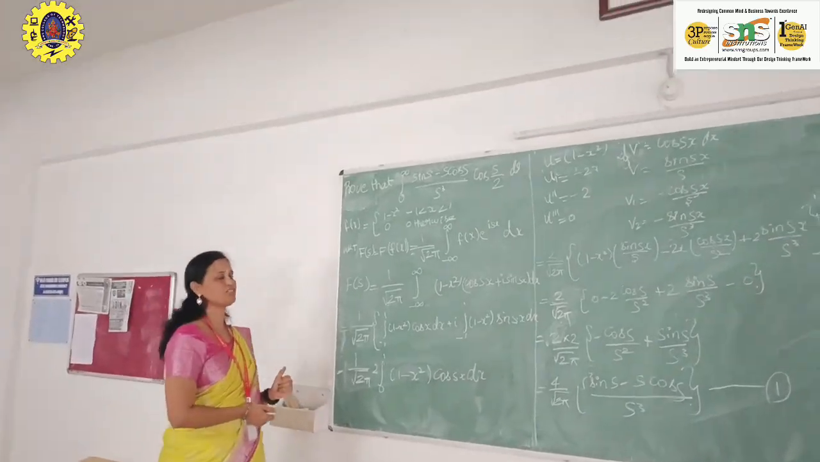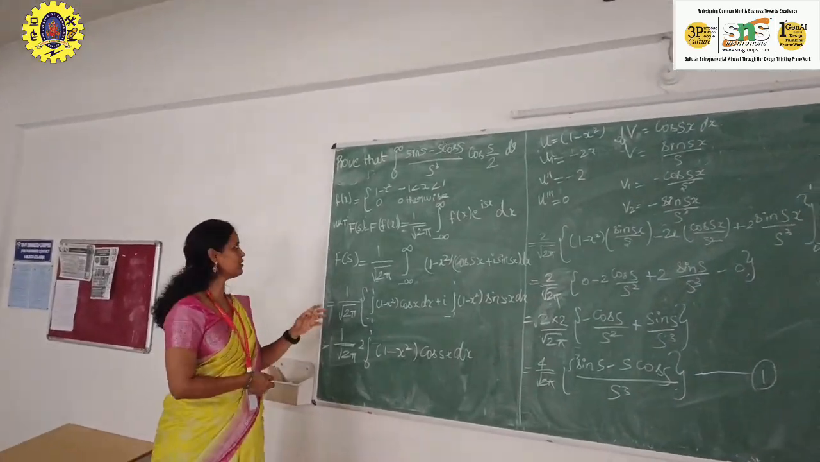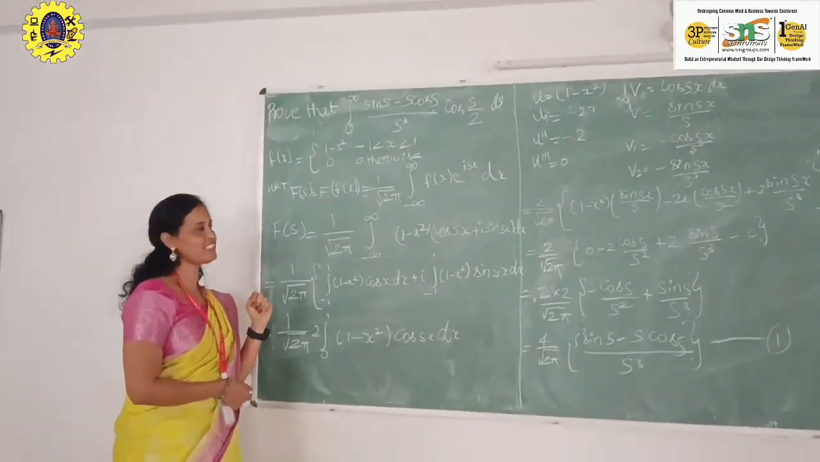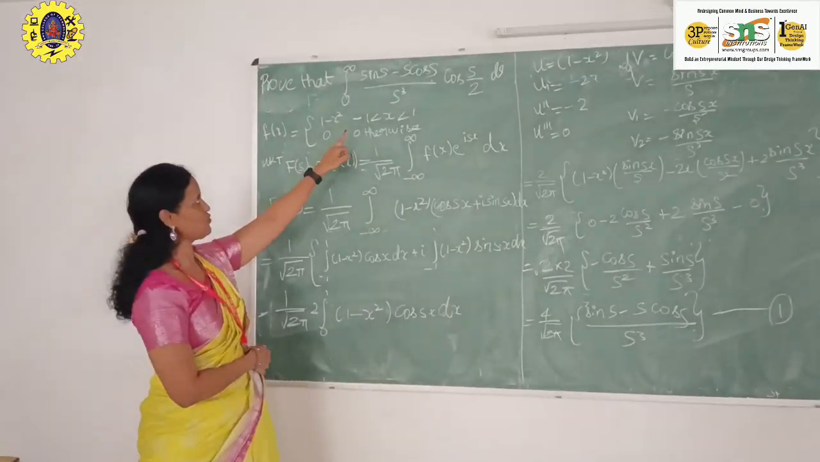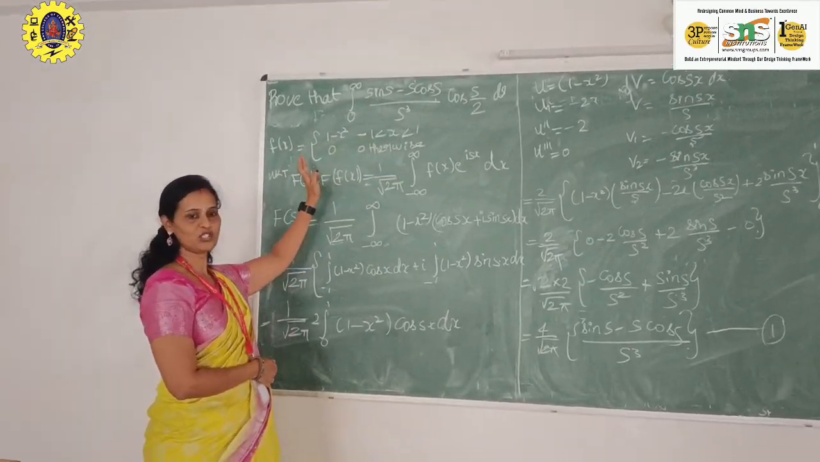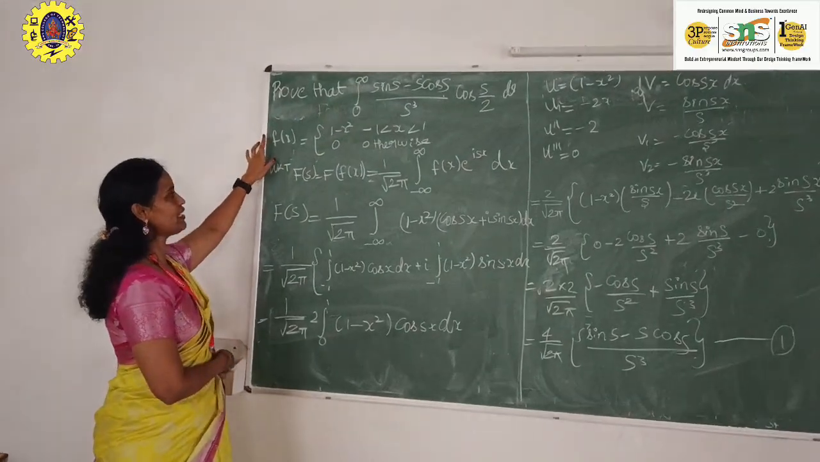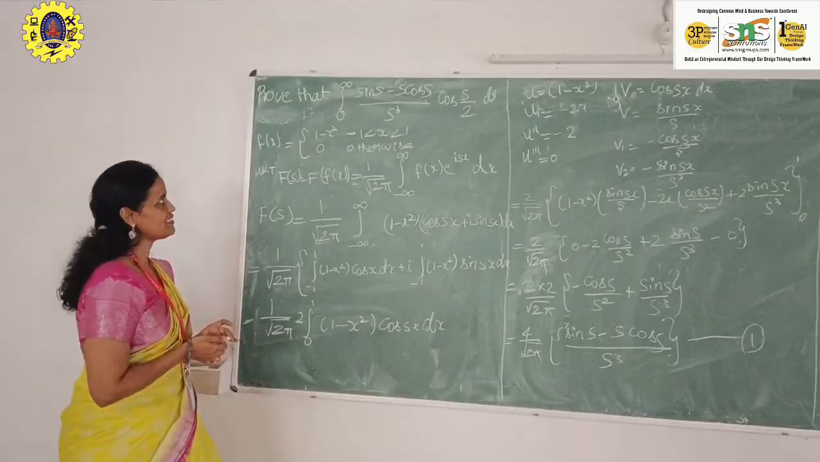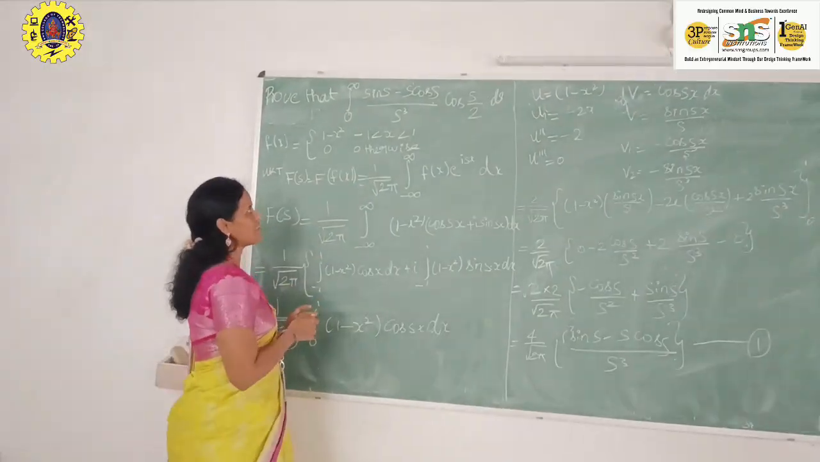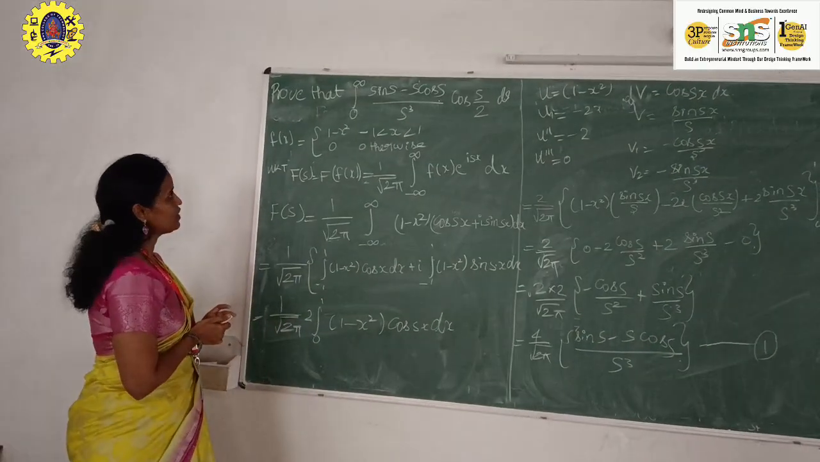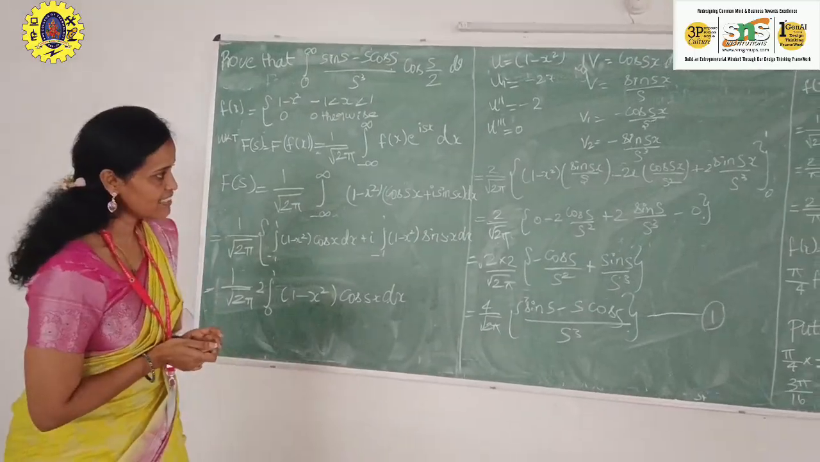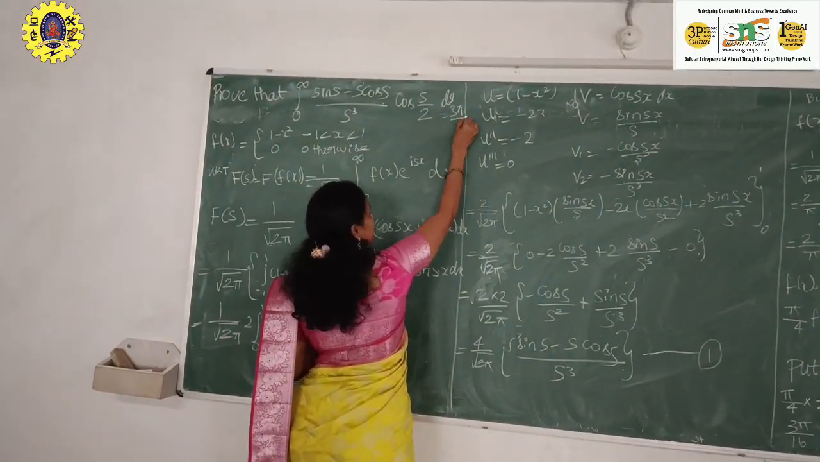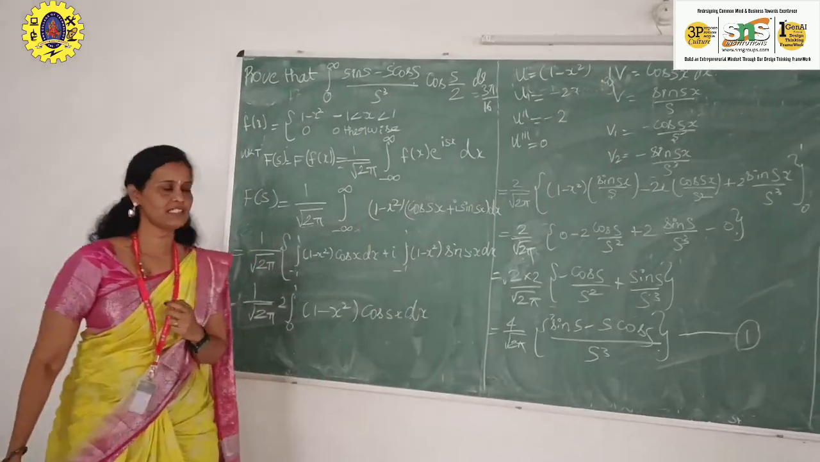Good morning. Today we are going to discuss the Fourier transform of f of x is equal to 1 minus x square, where x ranges from minus 1 to 1 and 0 otherwise. So we have to prove that the integral from 0 to infinity of (sin s minus s cos s) divided by s cube, times cos s by 2 ds, is equal to 3 pi divided by 16. We have to prove that 3 pi divided by 16.